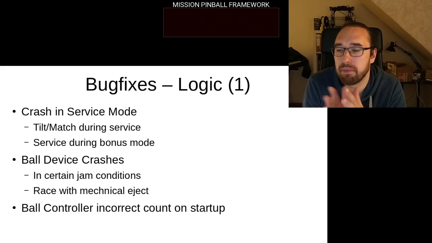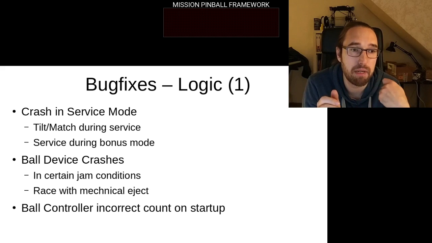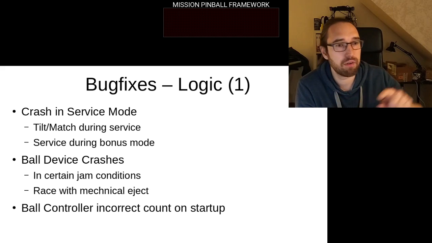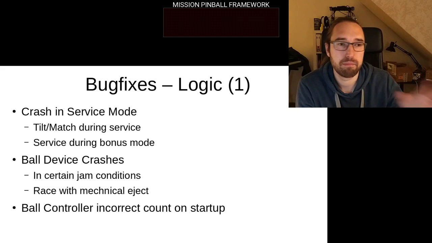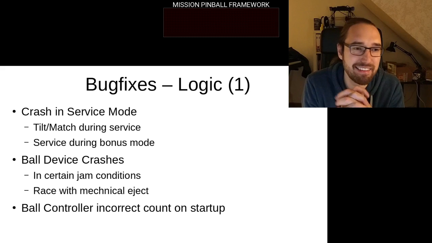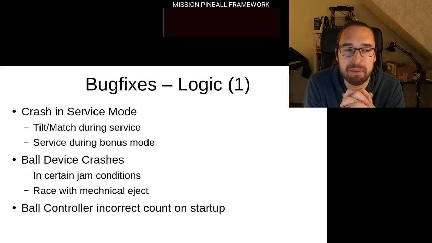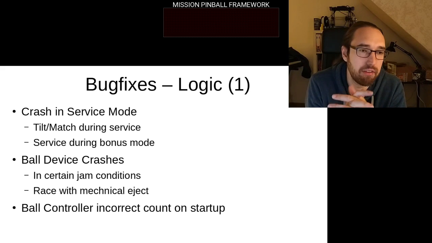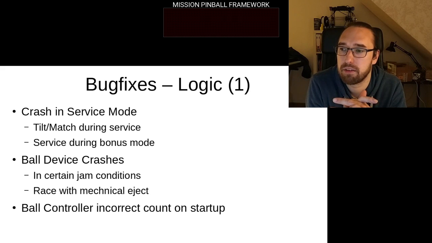Then a race with mechanical eject, like with the plunger: you plunge the ball without it hitting the switch, and if it jammed and failed once before, then it could crash. So it's a rather complicated procedure, but we also found this with the fuzzer, and that's fixed now.